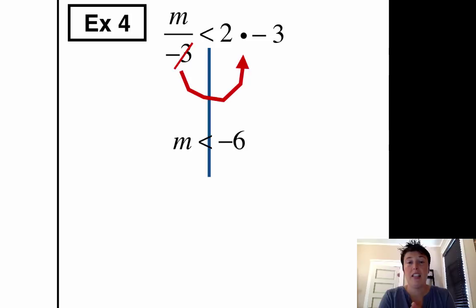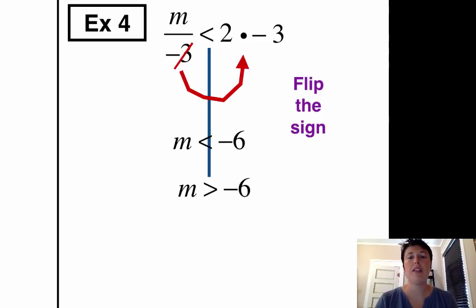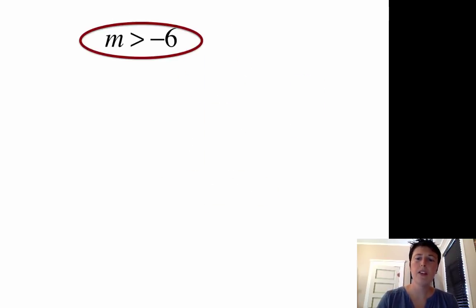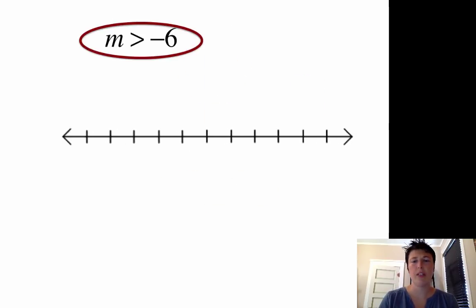But usually I'd say this is my answer. m is less than negative 6, but not in this case. It's flip the sign, so it's actually m is greater than negative 6. That's my solution. So it's just, like I said, kind of this weird rule that you have to remember, but multiplying and dividing by negatives makes you flip the symbol. And of course, I can put this on a number line real quick too.